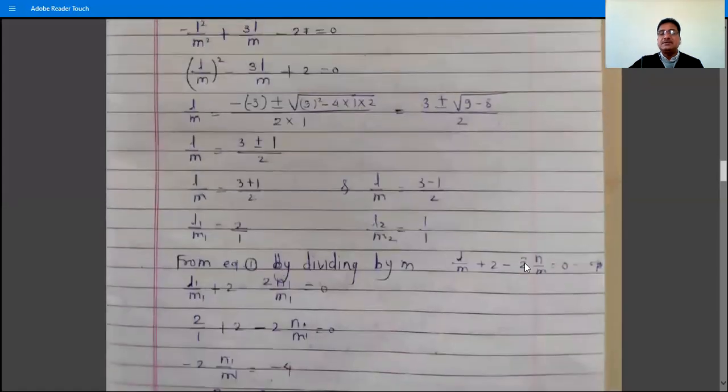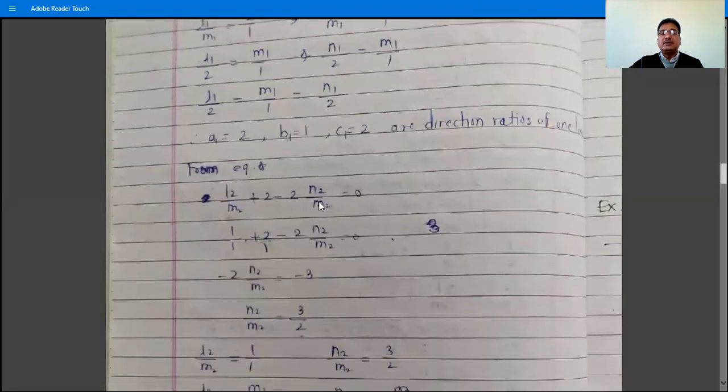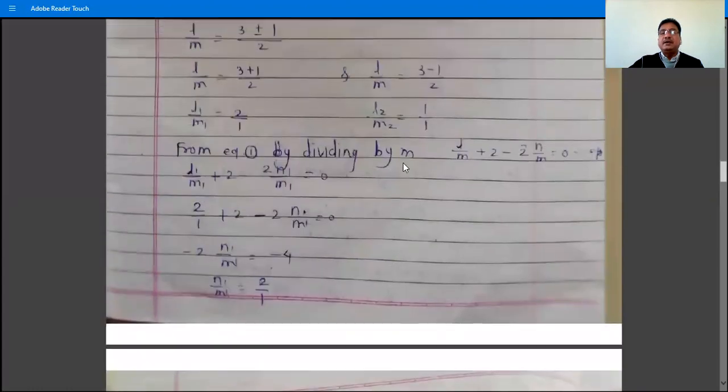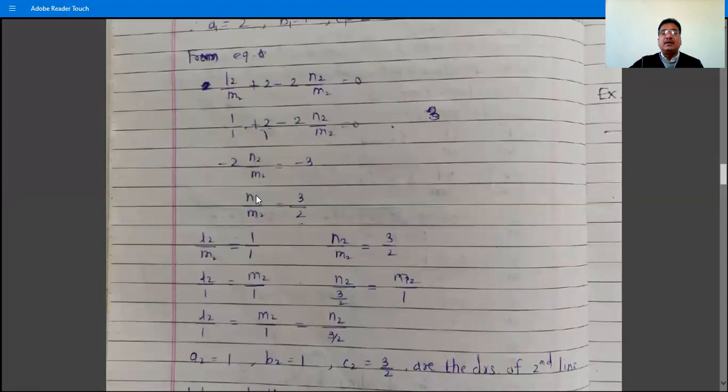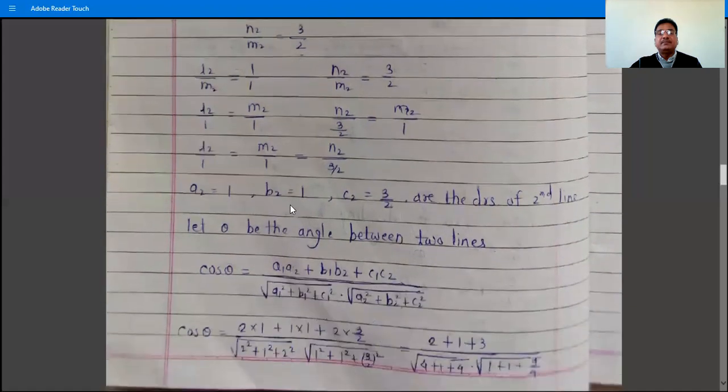Then take the suffix 2 in the equation star. So we have L2 by M2 plus 2 minus 2N2 by M2 is equal to 0. Then substitute the value of L2 by M2 as 1 by 1, or 1. And then we have N2 by M2 as 3 by 2. Taking these two, L2 by M2 as 1 by 1 and N2 by M2 as 3 by 2, we have L2 by 1 is equal to M2 by 1 is equal to N2 by 3 by 2. And therefore the direction ratios of the second line are 1, 1, 3 by 2.